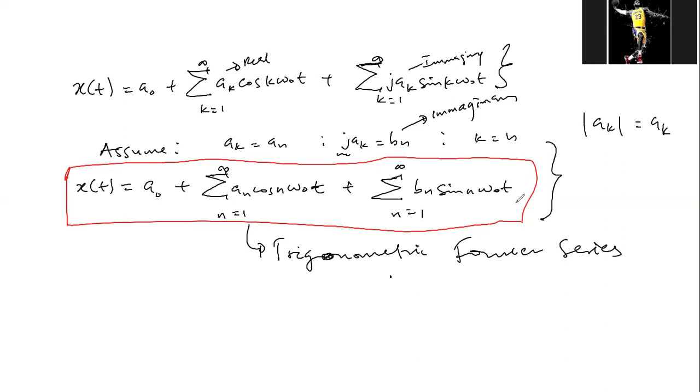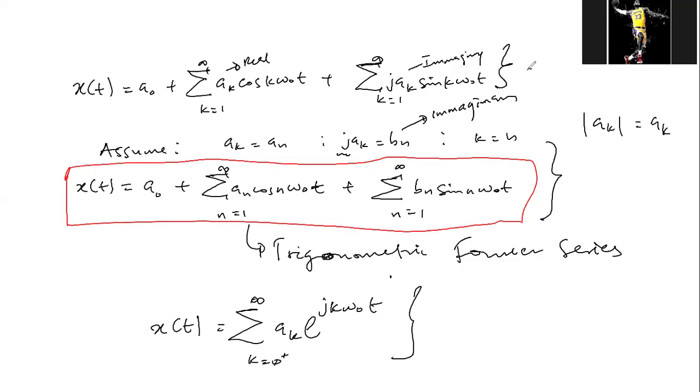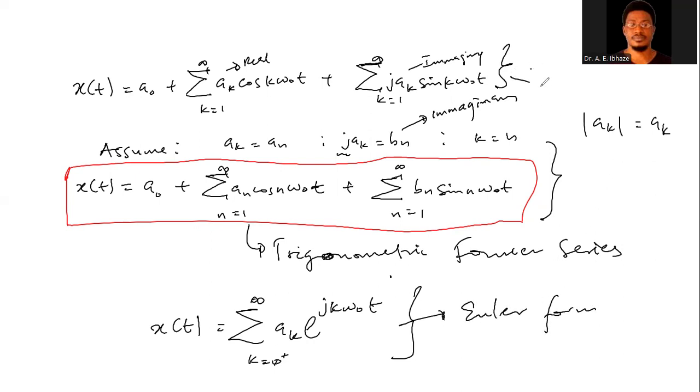The line we got before, s of t being the same as sigma A sub k e^(j k omega naught t), k equal to 0 to infinity. Why did we move this to this? It's the same thing. It's just that this is in the Euler form, while this is in the sinusoidal form.